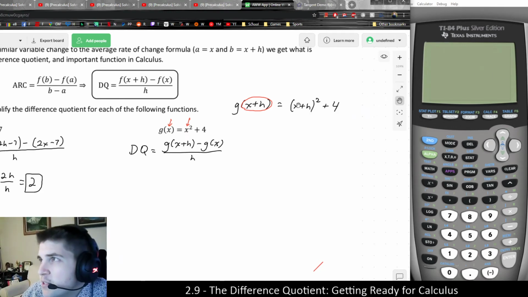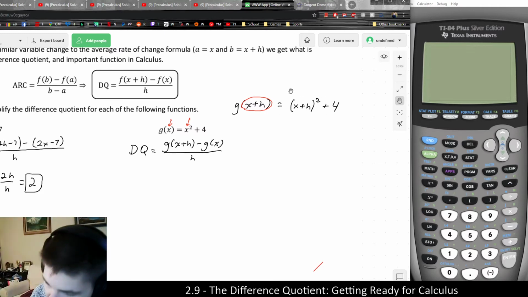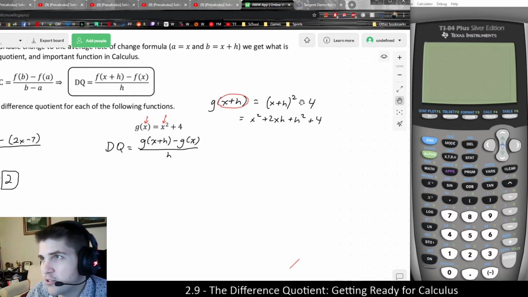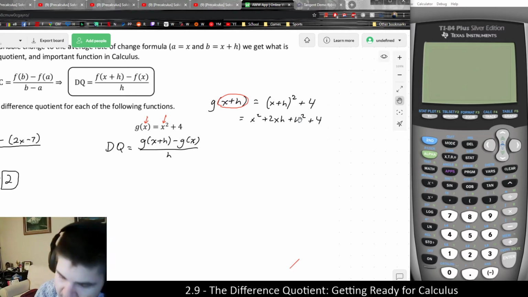So that would leave us with this. And to do this, I would need to properly FOIL this all out. So that would be x squared plus 2xh plus h squared plus 4, because really this means x plus h times x plus h, which is not just x squared plus h squared. Just to review. So anyways, g of x plus h is all of this stuff.